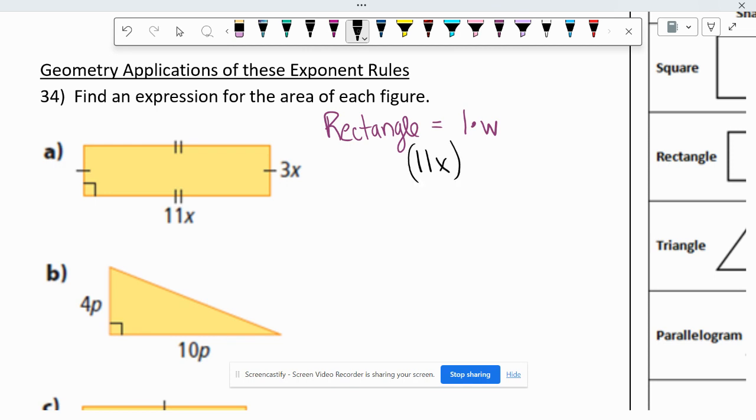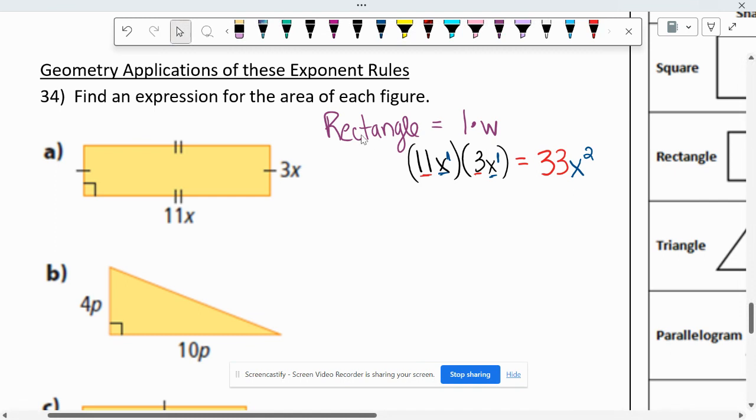11x times what? Times 3x. So I have to multiply the coefficients. 11 times 3 is 33. If the base is the same, remember there's a 1 attached on each one of these. If the base is the same and I'm multiplying x times x, well, that's to the 1st power. 1 plus 1 becomes 2. That's why x times x is x squared. That's my area.